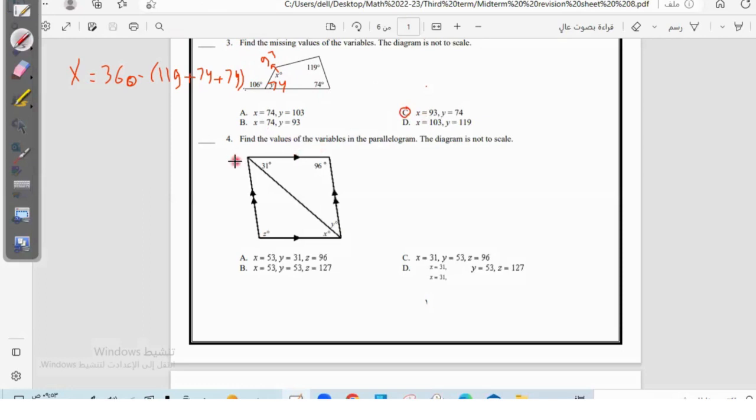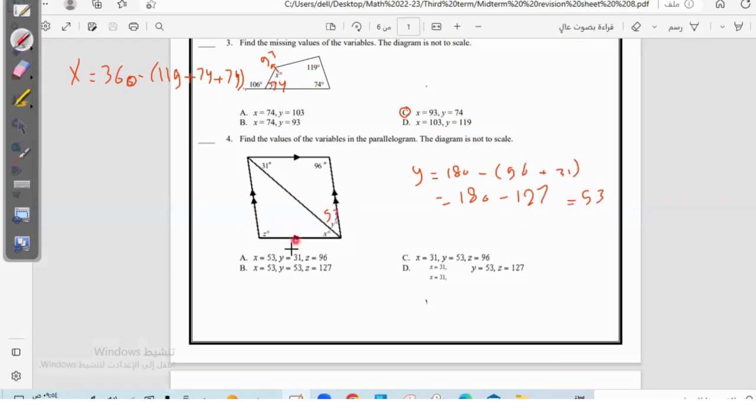Number 4 is what? 96. So how to find the y? Y equals 180 minus 96 plus 31, which is 127. Are you sure? Yes. So it's going to be 180 minus 127, which is 53. So angle Y is going to be 53.